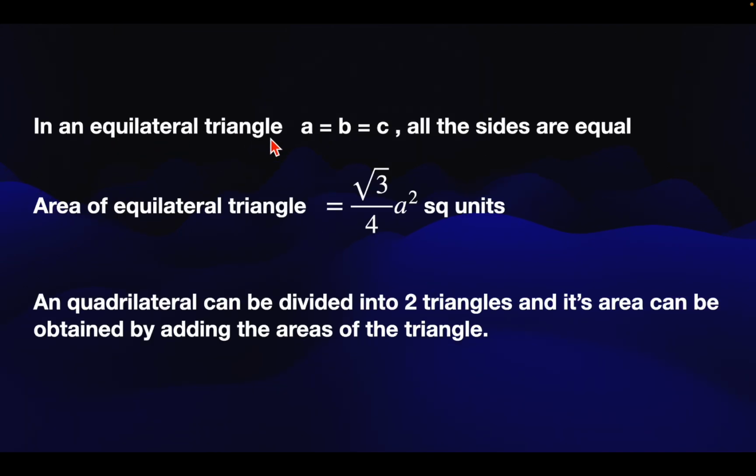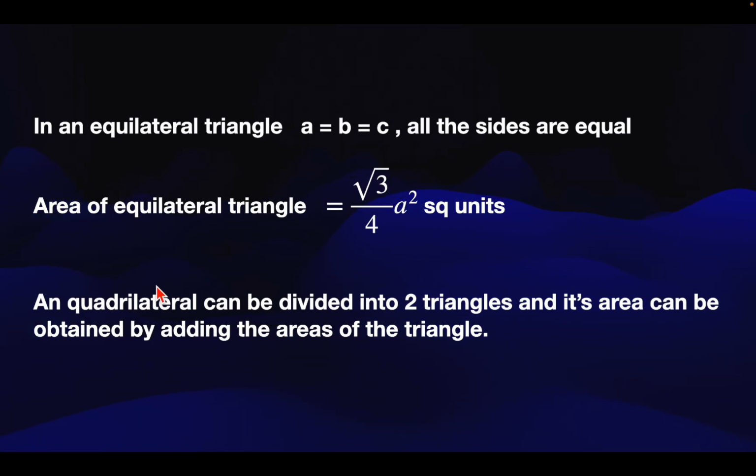In an equilateral triangle, a equals b equals c, that is, all the sides are equal. So the area of an equilateral triangle is equal to root 3 upon 4 into a square. Please memorize this formula also, because you will get sums on this.